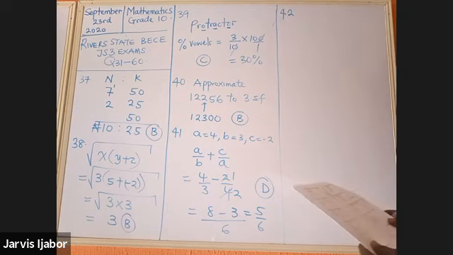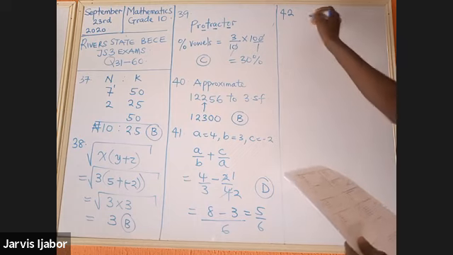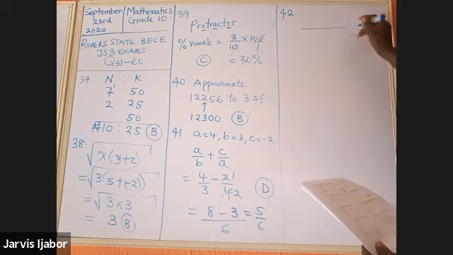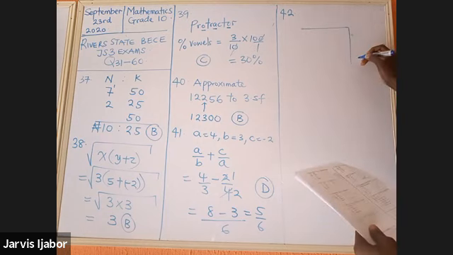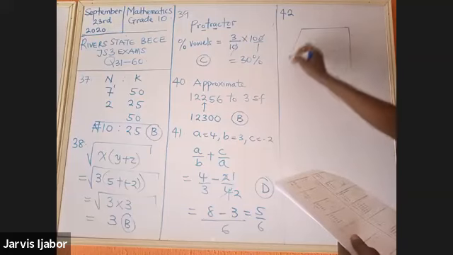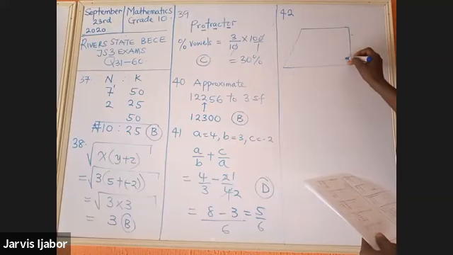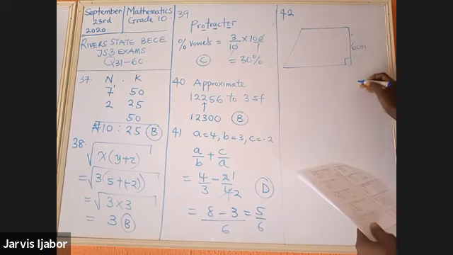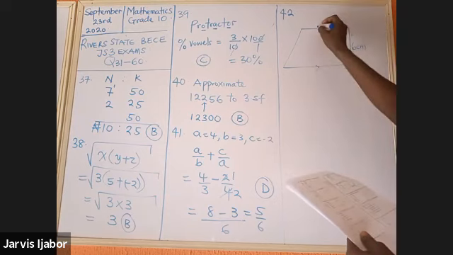Question 42. In question 42, we are told to calculate the area of a trapezium. Now the trapezium is given to us. They forgot to put this as 90 degrees. That ought to be 90 degrees. That's the only way this question will be correct.